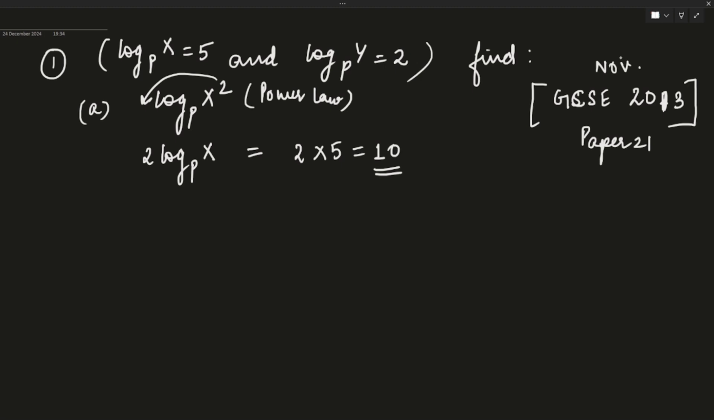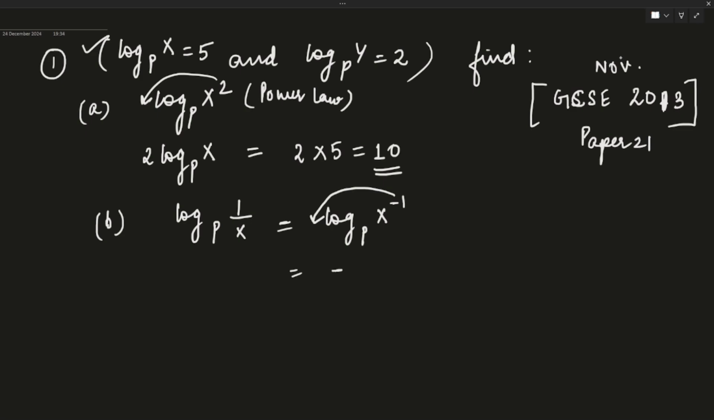There was one more part of this, so we'll solve that also. The next part is log of 1 upon x to the base p. We have to find the value of this with the given information. We can write it as log of x to the power of -1 to the base p. Now, if we shift this power to the left of log, it will become minus log of x to the base p. Now, what is the value of log x to the base p? It is 5. So the answer will be -5.